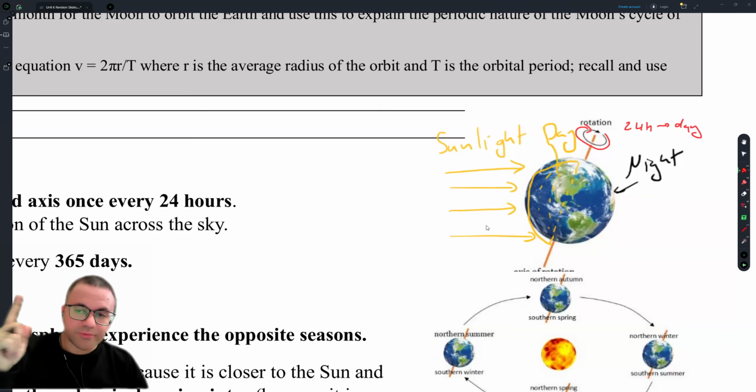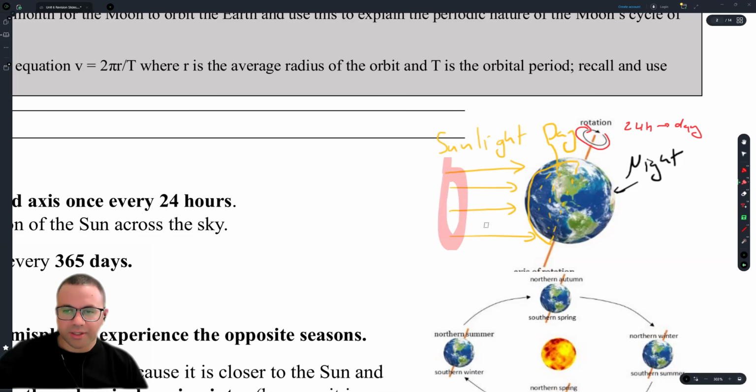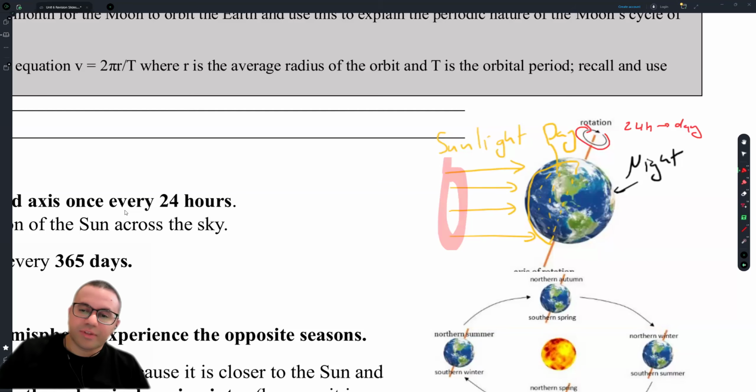Now, because of the fact that Earth rotates around itself, this is the reason why you have day and night. Because sunlight comes in from one side of the Earth, lighting up half of the Earth, and the other half is basically dark. And it takes 24 hours to go through. So that's why you see the sun moving in the sky.